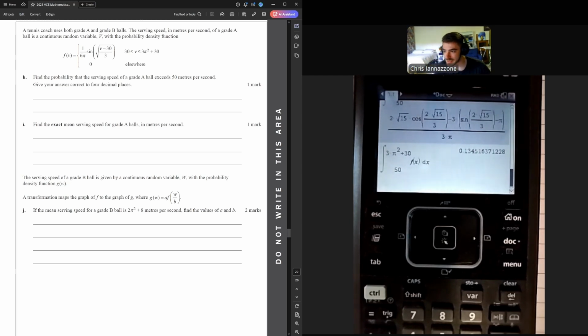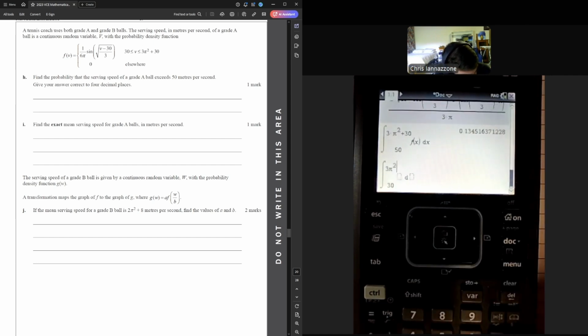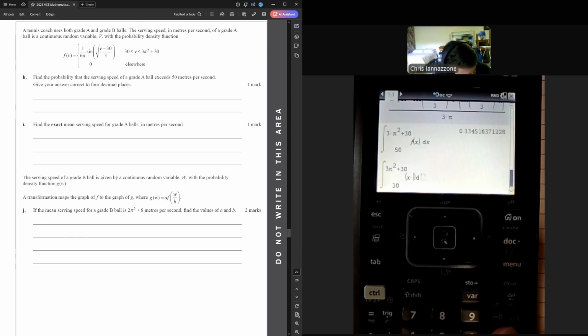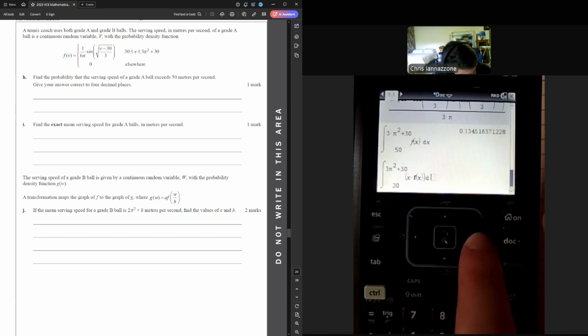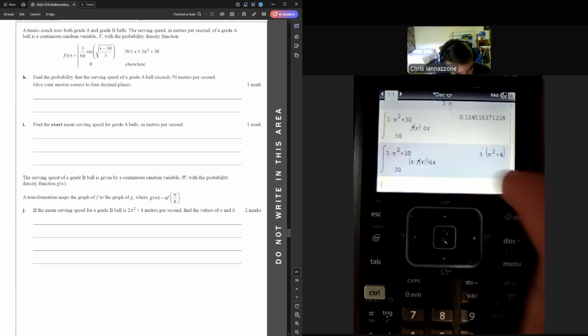Part I is another simple one. We want to find the exact mean for our probability distribution. Again, it doesn't really matter what the function is. The mean of any continuous probability distribution is the integral of x times f of x over the maximal domain. So instead of putting the 50 there, we're going to put the 30, up to 3 pi squared plus 30, with x times f of x. Don't control enter because you need an exact value, and your exact value is right there.